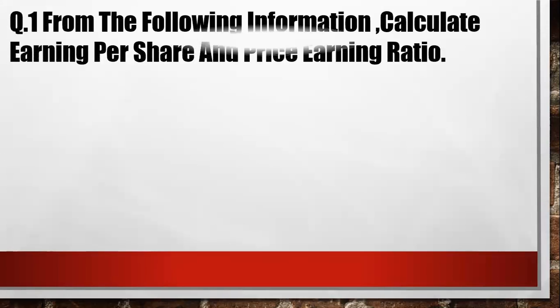We'll see the first example over here. From the following information, calculate the EPS and price earning ratio. So you have to calculate both over here. First, we'll calculate the earning per share. The formula is net profit after tax minus preference dividend upon number of equity shares.